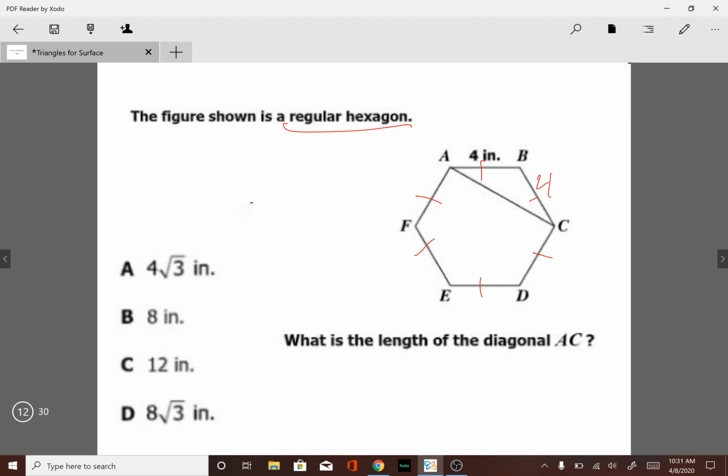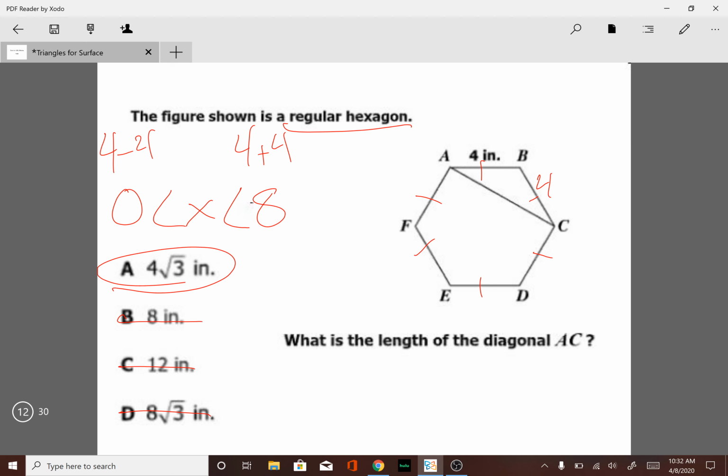Well, if we add them together, we get 4 plus 4. So that's going to be 8. So we know that our side is smaller than 8. If we subtract them, we know that our third side has to be greater than 0. So we're looking for some number in between 0 and 8. So we know it can't be 8. We know it can't be 12. We know it can't be 8 times square root of 3, because it's going to be larger than 8. So our only possible answer is going to be A.